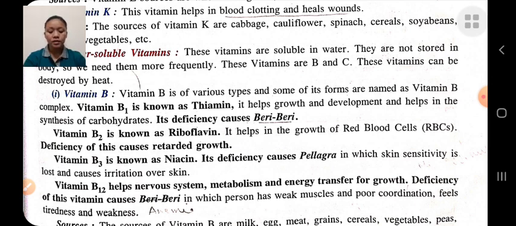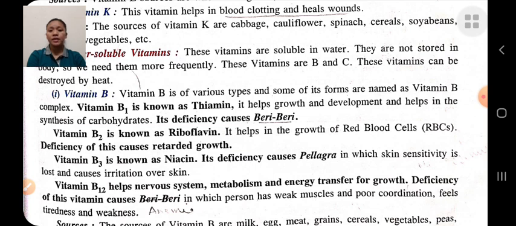Next is vitamin B2. Vitamin B2 is also known as riboflavin. It helps in growth of red blood cells, and deficiency of vitamin B2 causes retarded growth. Vitamin B3 is also known as niacin, and deficiency of vitamin B3 causes pellagra, in which the skin sensitivity is lost and it causes irritation over the skin.